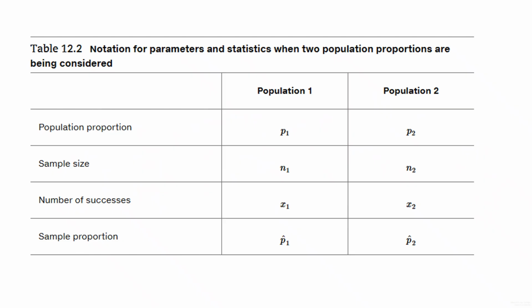And this section gets a little bit messy with all of the notation. So I put this chart in here just for you to keep in mind. This is the notation for parameters and statistics when two population proportions are considered. So your population proportion is p, and remember, your sample proportion is p hat. Of course, the first population will be denoted with a 1 and the second with a 2, and so on from there. So you've got your sample size n, number of successes x, and then you've got your p hat 1 and p hat 2.